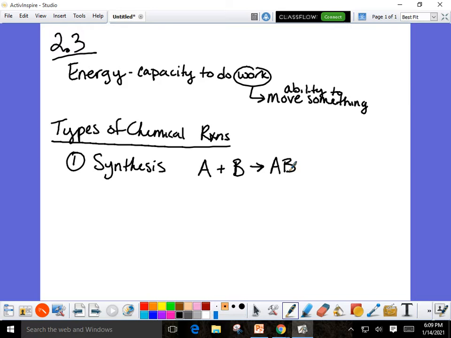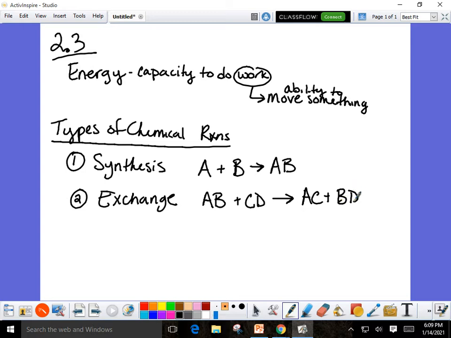Okay, the second type of reaction that we're going to talk about briefly is called an exchange reaction. So essentially what you have are two molecules that have atoms that are going to switch places. We can write that down as molecule AB in the presence of molecule CD will react and come together and be molecule AC plus BD. So all that's happened is the B and the C have exchanged locations.